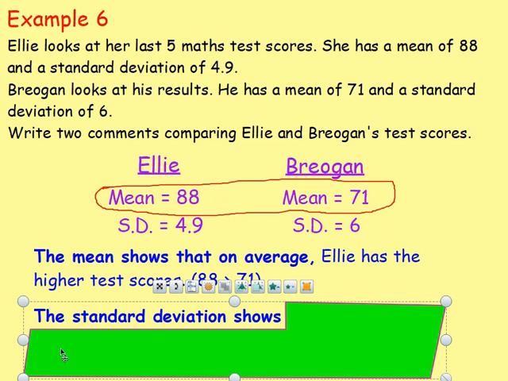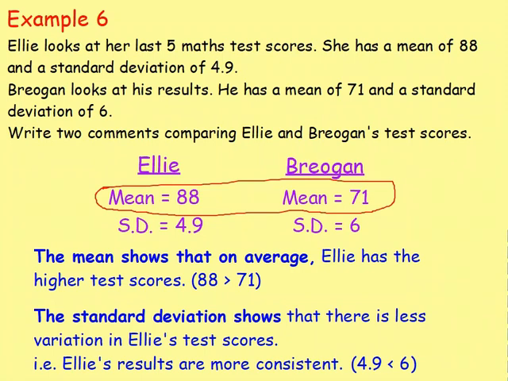So, because Ellie has a lower standard deviation, it means that there is less variation in her test scores. Whereas Brogan has a higher standard deviation, so you can say for him that there is more variation in his test results. He may have had a large score, then he may have had a small score, whereas Ellie's smaller standard deviation means they are all closer together, closer to the mean. So the sentence there, standard deviation shows that there's less variation in Ellie's test scores, would be perfectly fine. That would get you the mark. It just means that her results are more consistent. And again, you know that because 4.9 is less than 6.